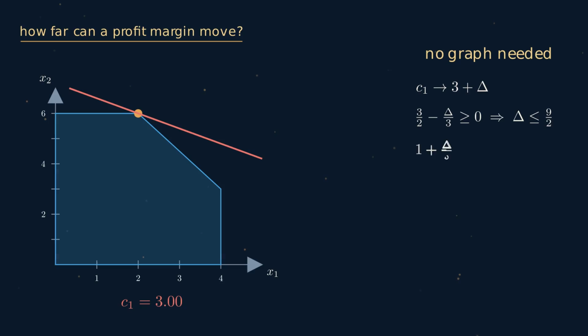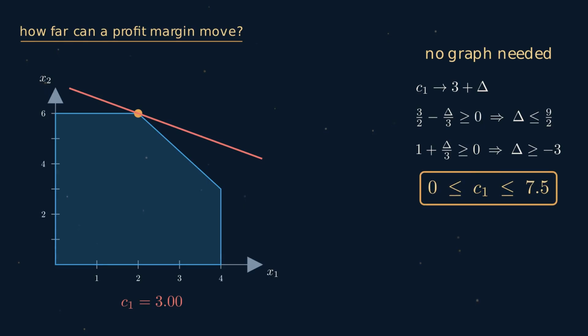Nudge the first margin by delta. In the bottom row of the table, every entry shifts by delta times the corresponding number in that variable's own row. Keep them all non-negative and the corner survives. 2 inequalities and out falls the range of optimality. 0 to 7.5. Anywhere in there, the plan stays 2 and 6. The profit total moves, of course. The plan does not.